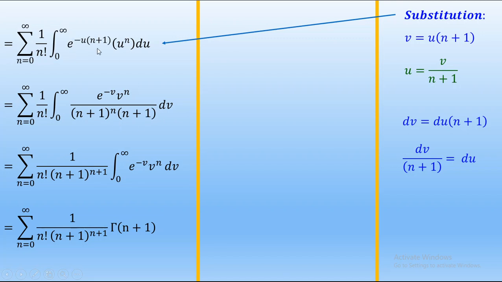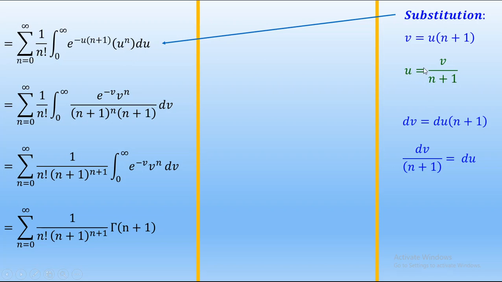So what about this part, e raised to the power minus u to the power n plus 1? This part can be written as follows. See, this u to the power n plus 1 was equal to v as assumed earlier. So it can be written as e raised to the power minus v, and u raised to the power n.